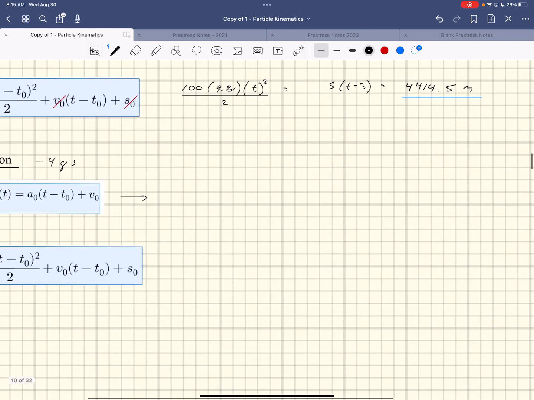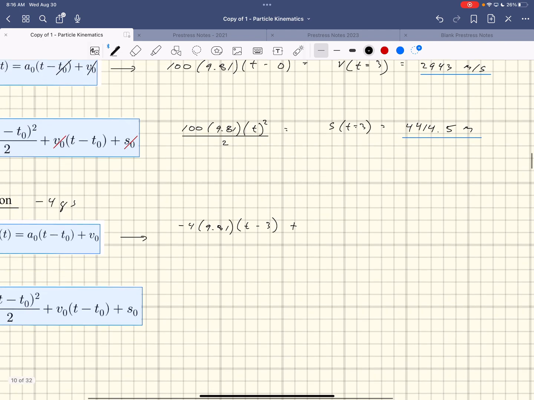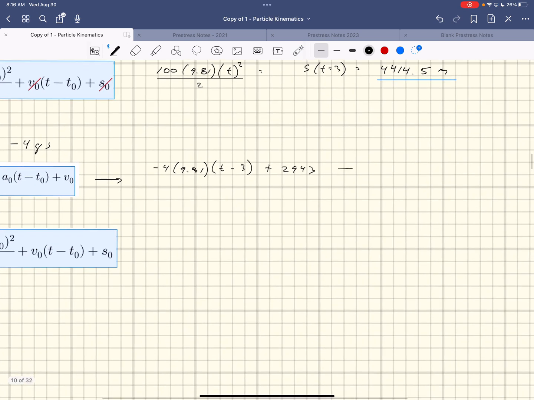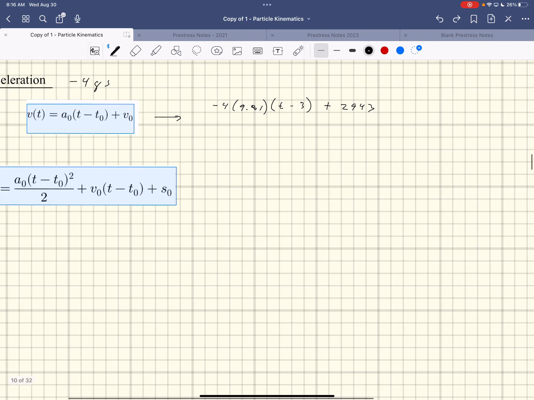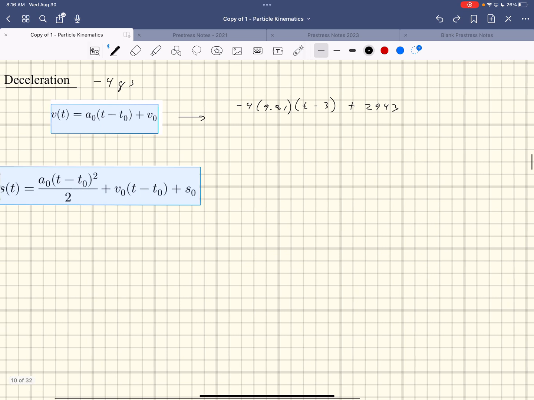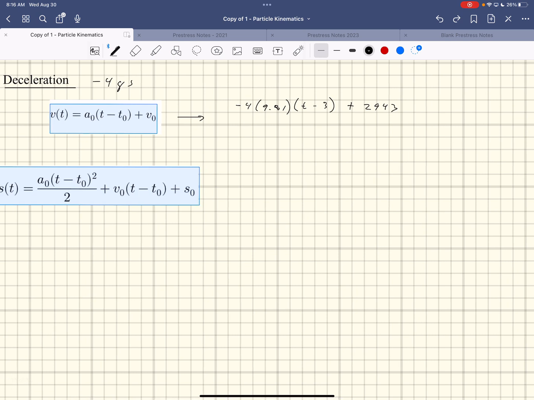A naught, again, is -4 times 9.81. That's -4 Gs, times T minus 3 seconds, plus V naught, which we just had, 2943. That is my V equation. We'll come back to that later. Actually, technically we don't even need that, because that would tell us what the velocity was at a certain time, but we're after a certain distance. We're after 15 kilometers. So let's plug in the values to this one.